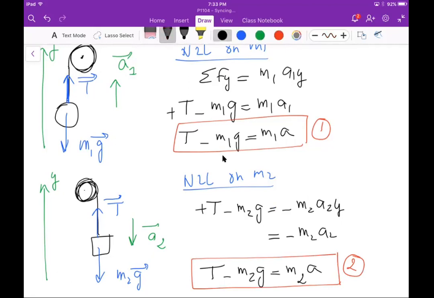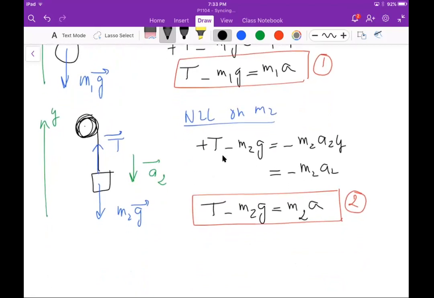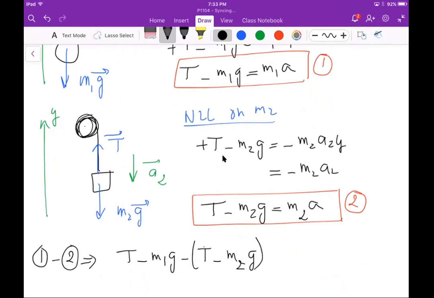So now all we need to do is to combine these two equations to get the unknowns. So we have two equations with two unknowns, which are T and A. But we have to find a way to get the answer. If we do 1 minus 2, we get the following. So T minus M1G minus (T minus M2G) is equal to M1A minus, there is a minus sign here, minus M2A.